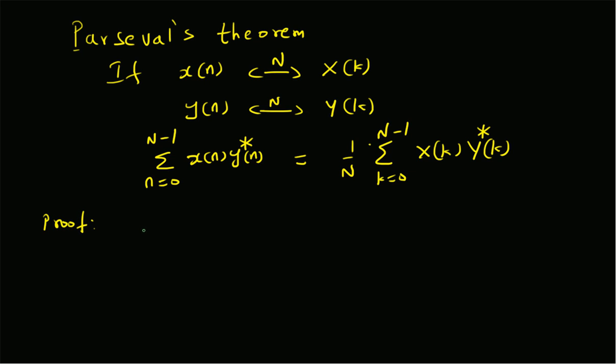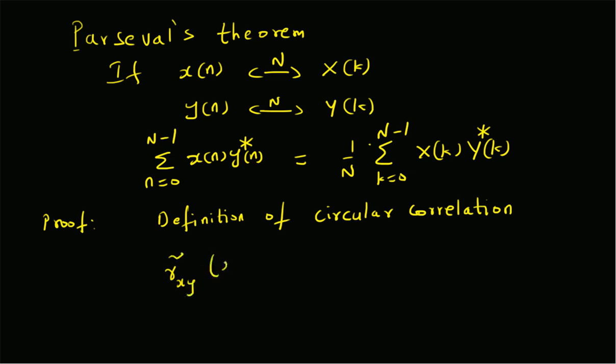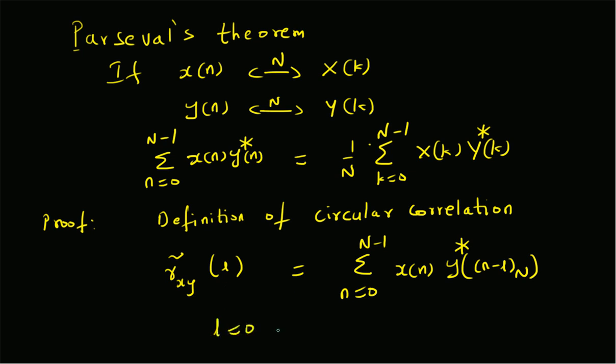So recall from a previous video the definition of circular correlation. It is given by R_xy tilde of L is equal to the summation n equal to 0 to N minus 1 x[n] and then y[n minus L mod N] conjugate. So that is the definition of circular correlation. Now we just substitute L equal to 0 in R_xy of L.